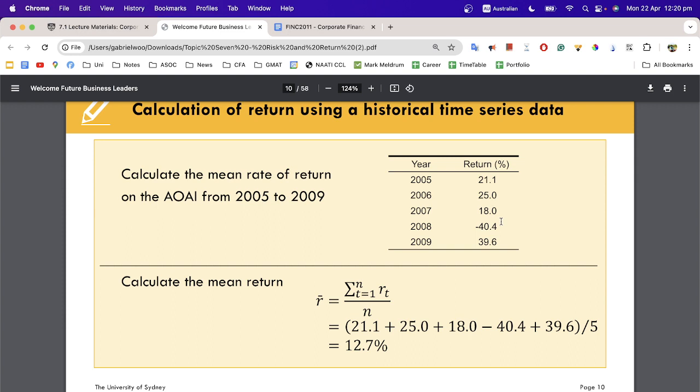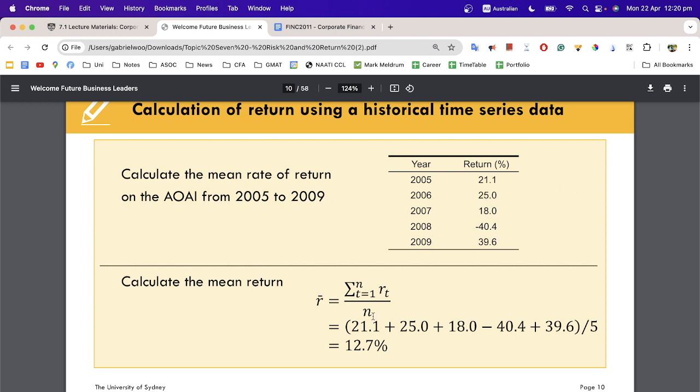So this is an arithmetic average of the returns. We add all of these up and we divide by the number of periods, n. So we add 21.1 plus 25 plus 18 minus 40.4 plus 39.6, divided by 5. This figure of 12.7, as you can see, is the average of historical returns. However, it doesn't tell us a lot. It tells us the expected return per year.